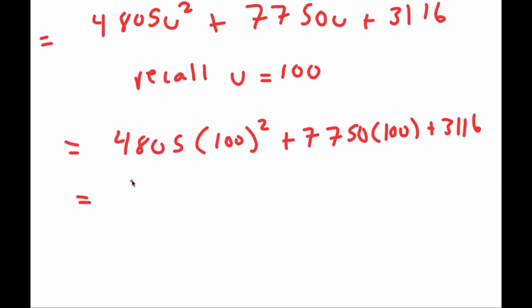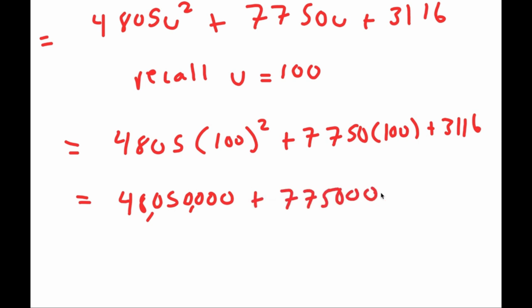100 squared is 10,000. So I have 4,805 times 10,000, which we can just add 4 zeros to the end of. So now I get 48,050,000 plus 7750 with 2 zeros, which turns into 775,000 plus 3,116.